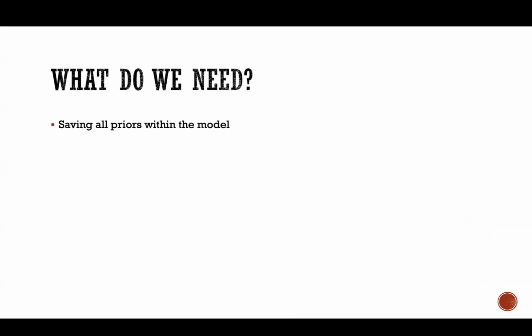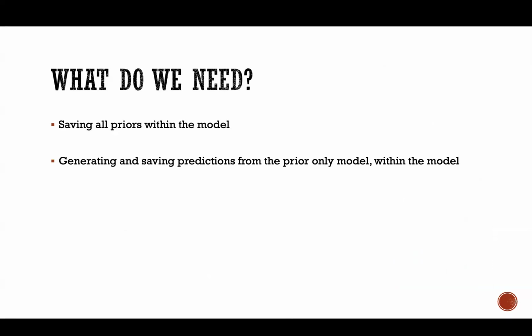So what do we need? We need, for convenience, to actually make sure that the model, as it's running, saves the priors. So we don't need to generate them post-hoc and potentially make mistakes. And we need to generate and save predictions from a model that has the same shape as the full model that will fit on the data, the same likelihood function, but that will not look at the data.